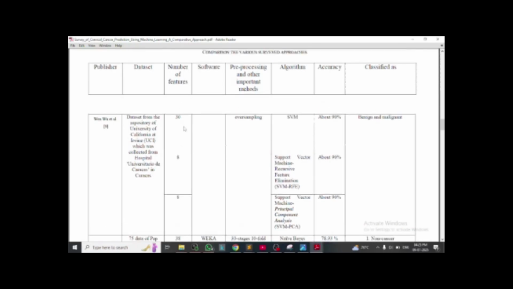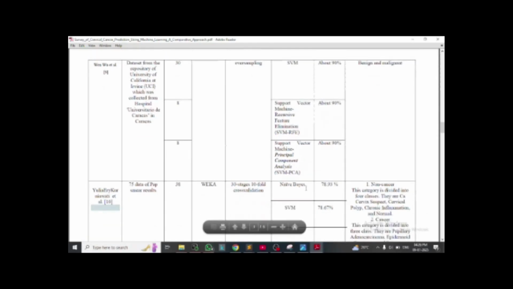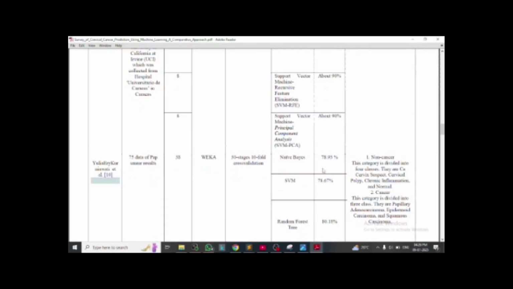The number of features is 38, and for pre-processing and other important methods, the oversampling algorithm is SMOTE, and the accuracy they got is about 90%. Like this, they have built the models. In this, three types: support vector machine recursive feature elimination, SVM-RFE, around 90%. Another one, support vector machine principal component analysis, that is SVM-PCA, about 90%. Like this, they got the accuracies.